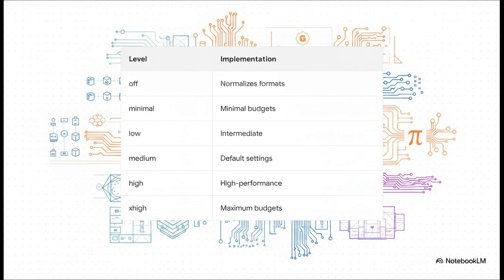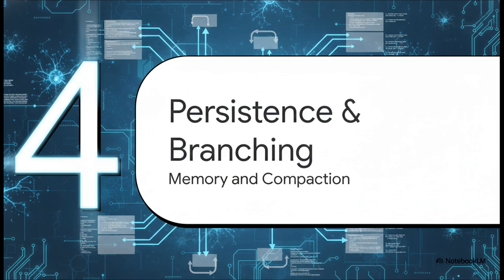It entirely abstracts away the headache of managing different provider protocols. Section 4. Persistence, branching, and compaction. As an agent session branches infinitely, how do we actually handle memory persistence and context constraints?